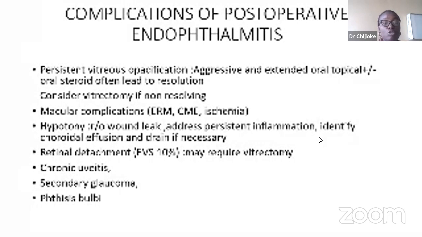Hypotony: here we should rule out wound leak, address persistent inflammation, and identify choroidal effusion and drain if necessary. Retinal detachment is another complication and may require vitrectomy. Others include chronic uveitis, secondary glaucoma, and phthisis bulbi.